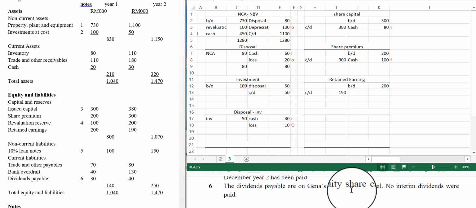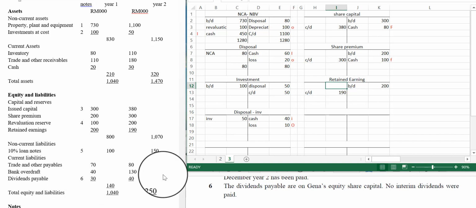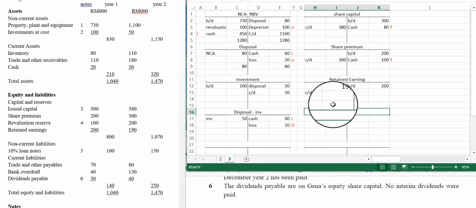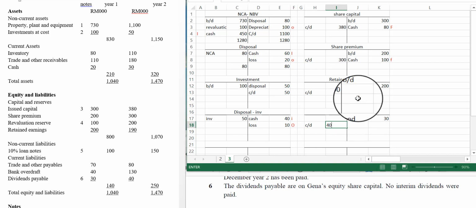Dividend payables are on equity shares. Now interim dividend are paid. So it means that you already paid only last year's final dividend, but you did not pay this year's dividends. So last year dividend is 30, so you have to open this dividend account. Okay, dividend account, you have this BD. This one, opening is 30.